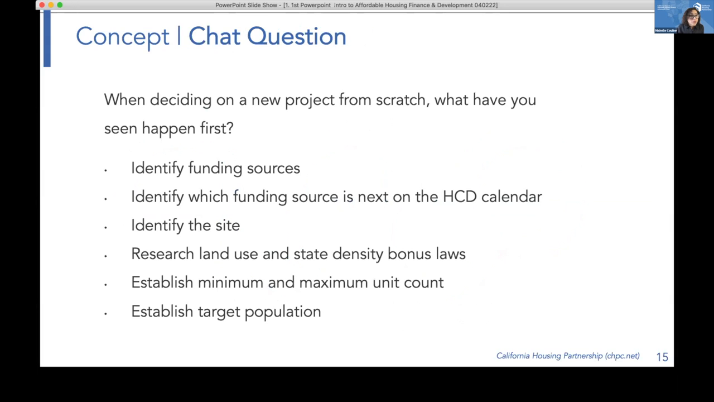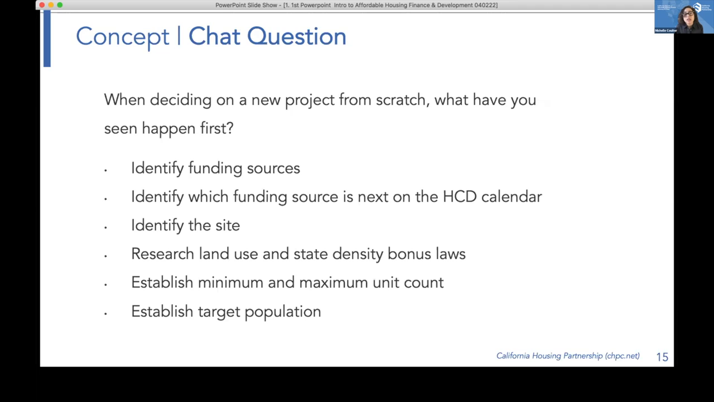This leads us to our first chat question. And if you'll respond in the chat, then we'll be discussing the question with Denise Wendt towards the end of the entire lab. When deciding on a new project from scratch, what have you seen happen first? In other words, what has your development organization done first?